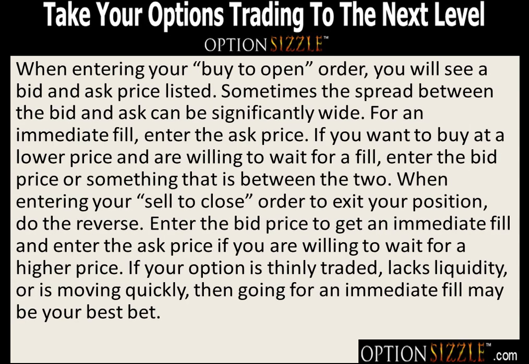When entering your buy to open order, you will see a bid and ask price listed. Sometimes the spread between the bid and ask can be significantly wide. For an immediate fill, enter the ask price. If you want to buy at a lower price and are willing to wait for a fill, enter the bid price or something that is between the two. When entering your sell to close order to exit your position, do the reverse. Enter the bid price to get an immediate fill, and enter the ask price if you are willing to wait for a higher price. If your option is thinly traded, lacks liquidity, or is moving quickly, then going for an immediate fill may be your best bet.